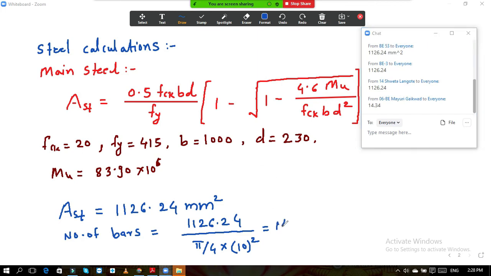14.33. So 15 numbers. Number of bars is 15. Okay. So now the next thing is spacing. Okay, so next heading is spacing of bars.